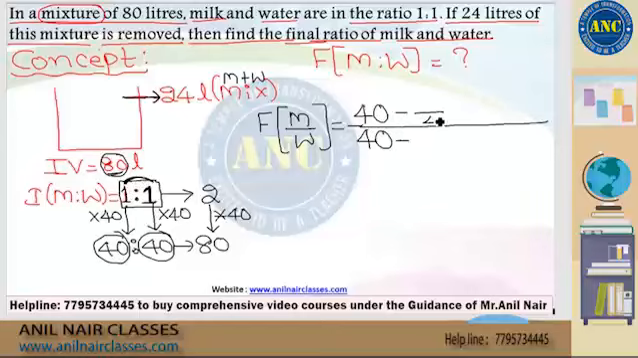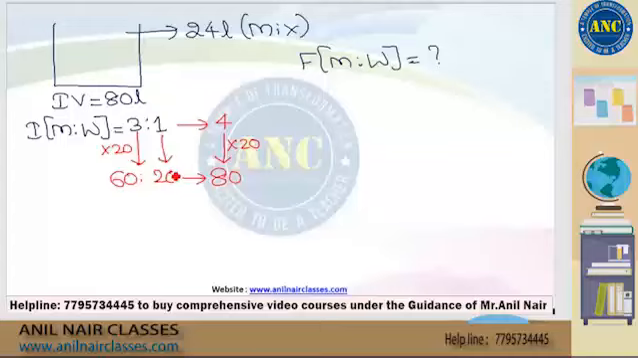4 into 20 is 80. 3 into 20 is 60. 1 into 20 is 20. That means 20 liters of water is present initially. 60 liters of milk is present initially. That is the meaning of it. Now, if I continue further, now I am taking out 24 liters of mixture.